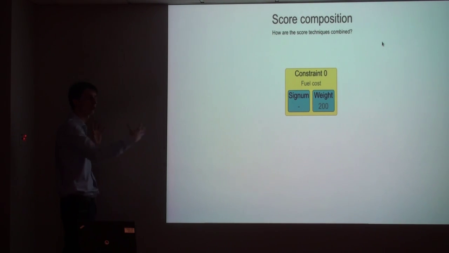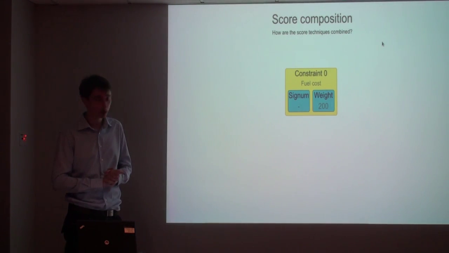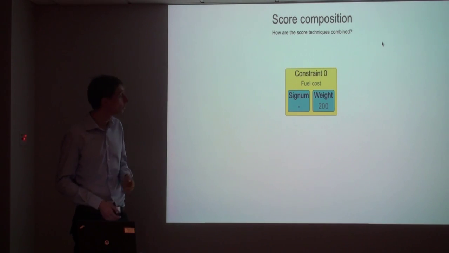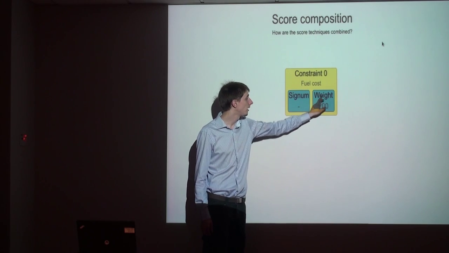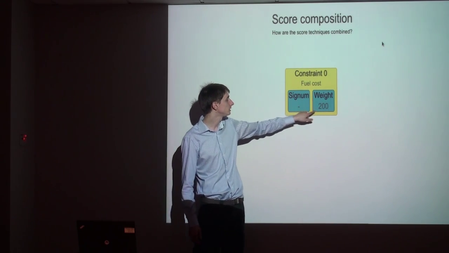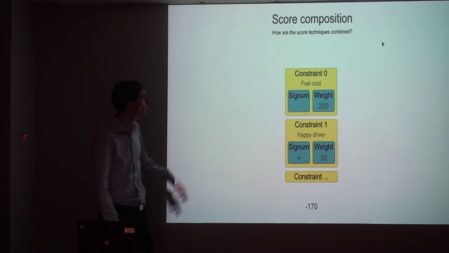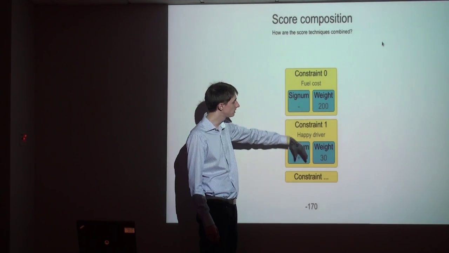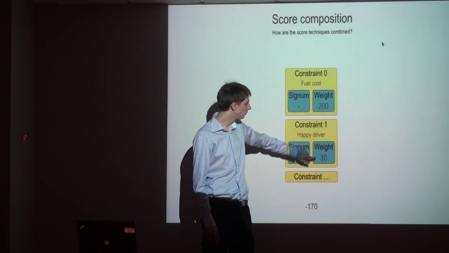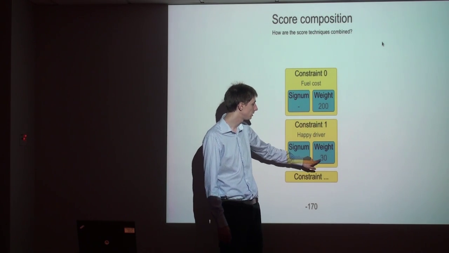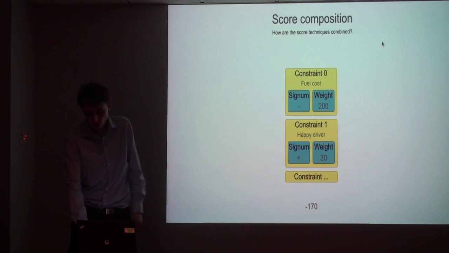So we have these four score techniques, right? That's the ones I've identified so far. How do we combine them? So we have our constraints: fuel cost, we want to minimize it, so negative 200 weight, right? We might have several of these constraints with different weights, so that's score weighting, right? So we get fuel cost minus 200, happy drivers, we want to maximize happy drivers, gives us plus 30, so a total of minus 170.